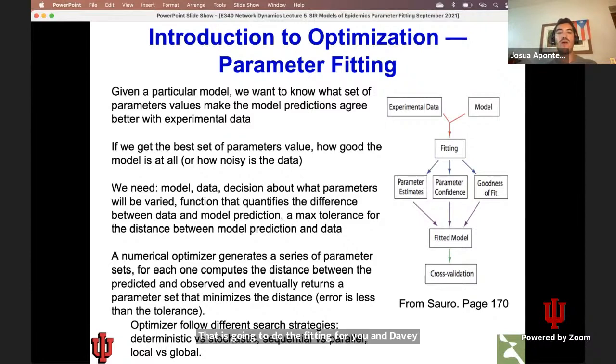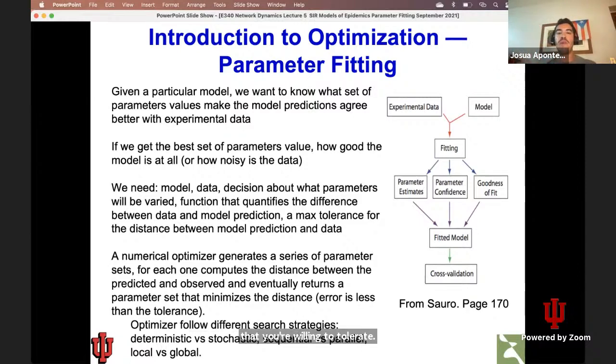And the idea of the numerical optimizers is that they generate series of parameter values, and for each of these sets of parameter values, they compute the distance between the model prediction and the experimental data, and use an algorithm to decide a new set of parameter values, and then eventually return a set of parameter values that minimize the distance between your model and the data, or where the error, what we call the error, is smaller than the tolerance level, or the distance that you're willing to tolerate.